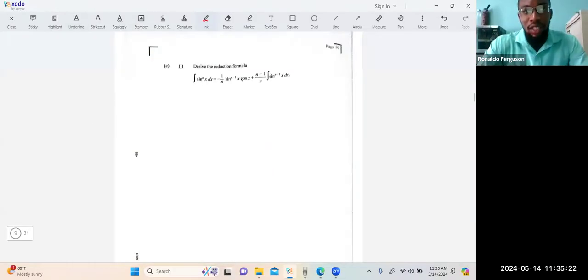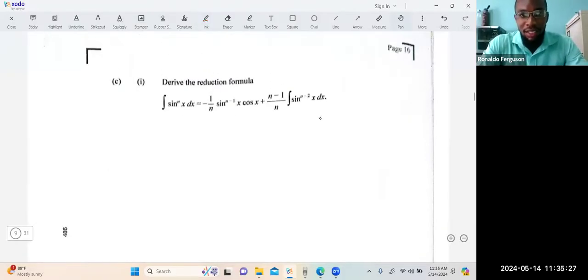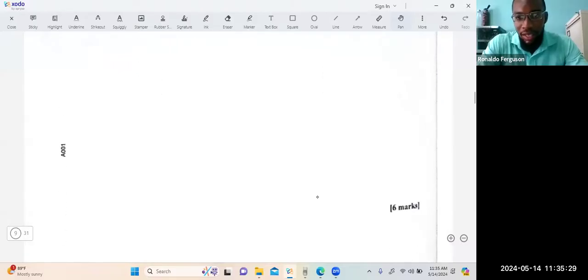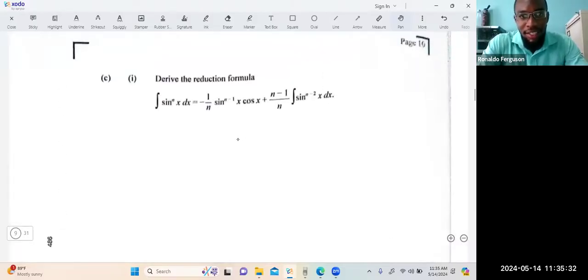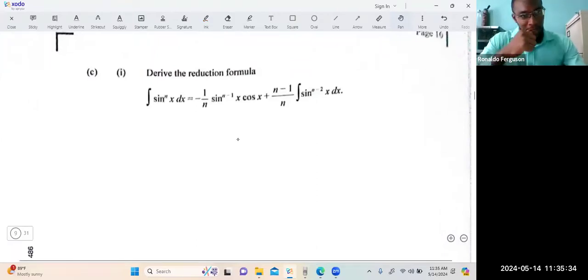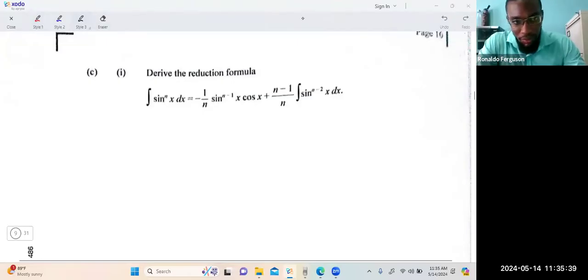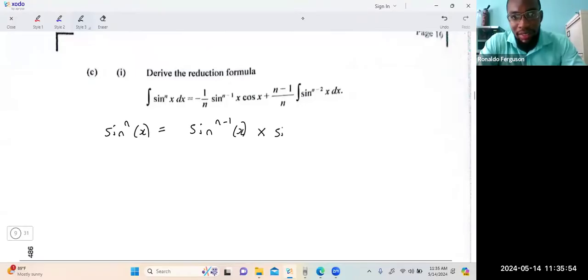Now this one says derive a reduction formula. Can't get any easier than this as well. Hopefully it's 8 or 9 marks. All right, no problem. So deriving the reduction formula, you have to break it up. So remember, sine to the nx can be broken up as sine to the n minus 1x, and then you multiply it by sine x. So you have to break it up that way.